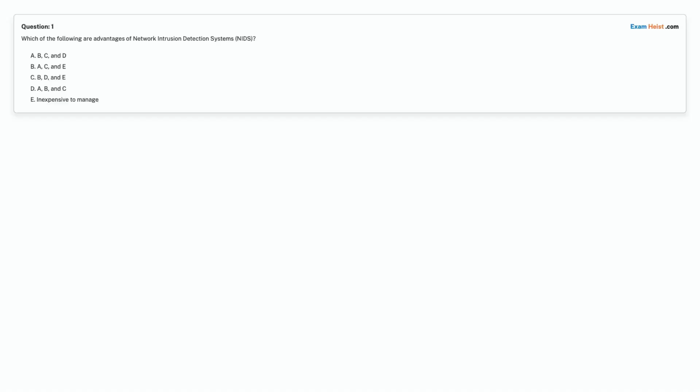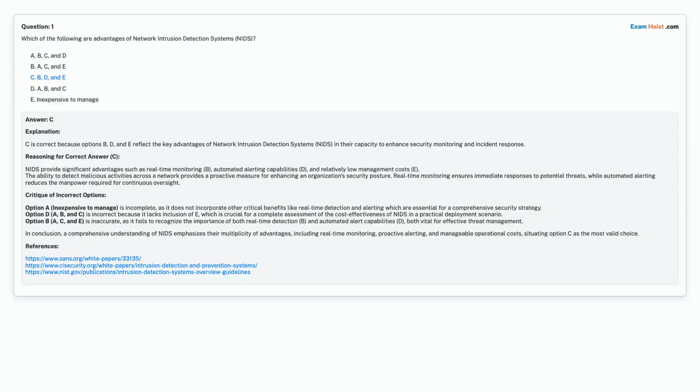Question 1. Which of the following are advantages of network intrusion detection systems, NIDS? Option A, B, C, and D. Option B, A, C, and E. Option C, B, D, and E. Option D, A, B, and C. Option E, inexpensive to manage. Choose the correct answer. Correct answer is option C, B, D, and E.